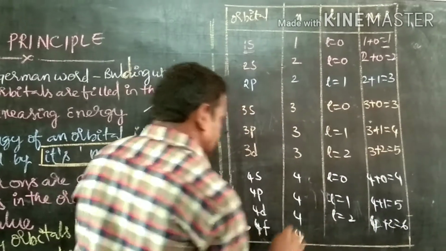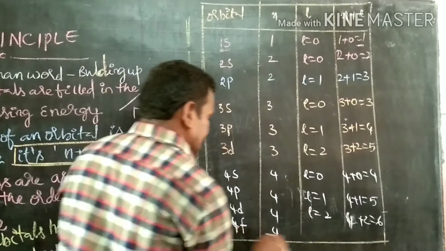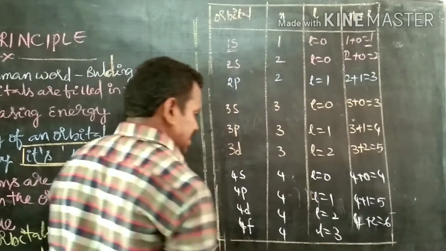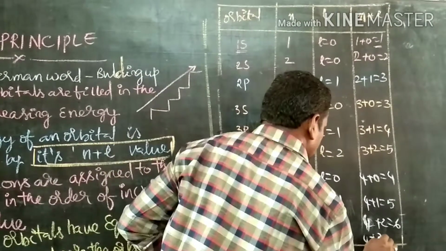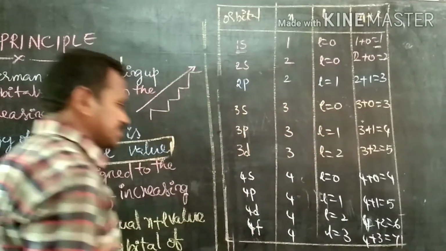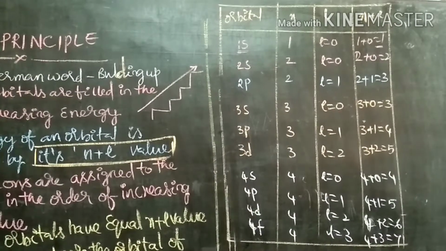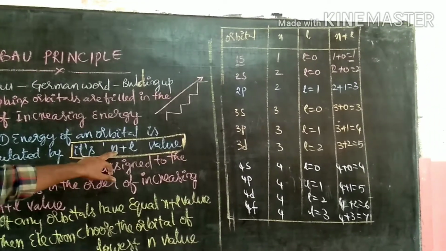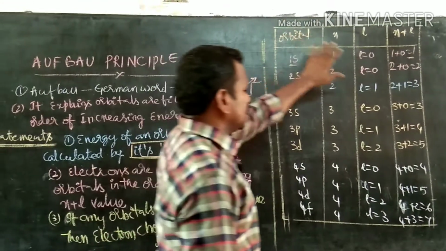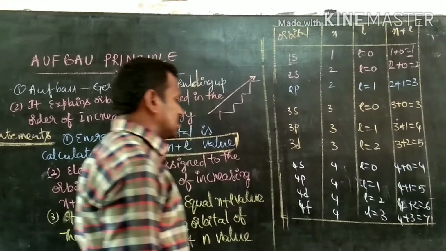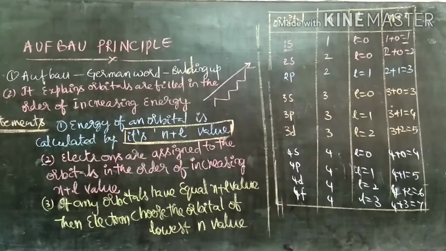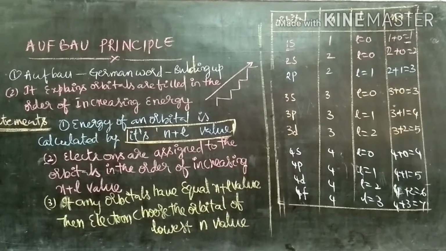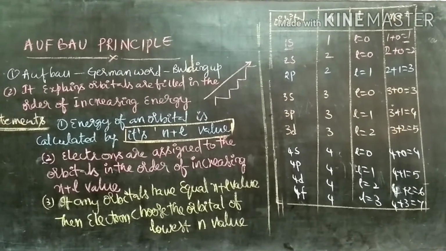For f, principal quantum number is 4 and l is equal to 3. Now 4 plus 3 equals 7. We can understand that the energy of an orbital is calculated by its n plus l value. So different kinds of orbitals we calculated like this, in the increasing order of the energy of orbitals.